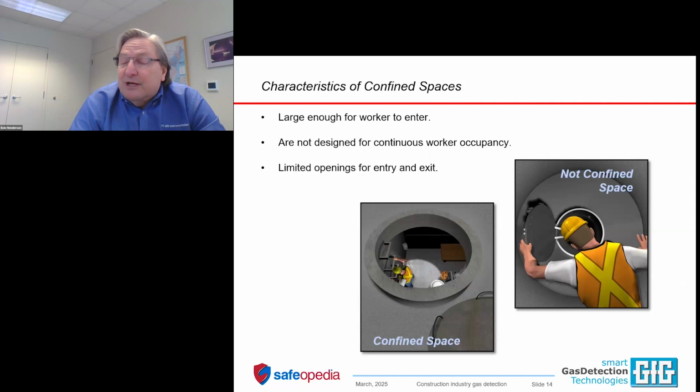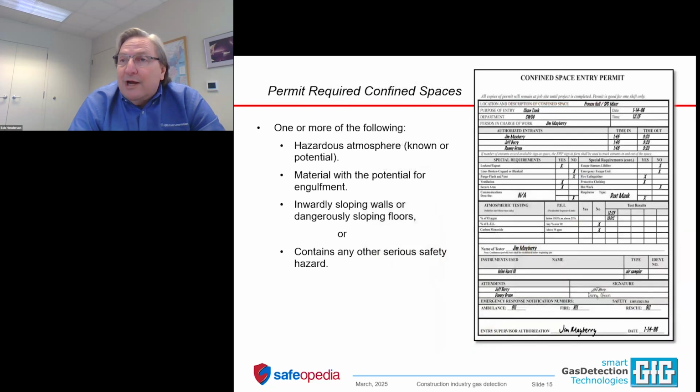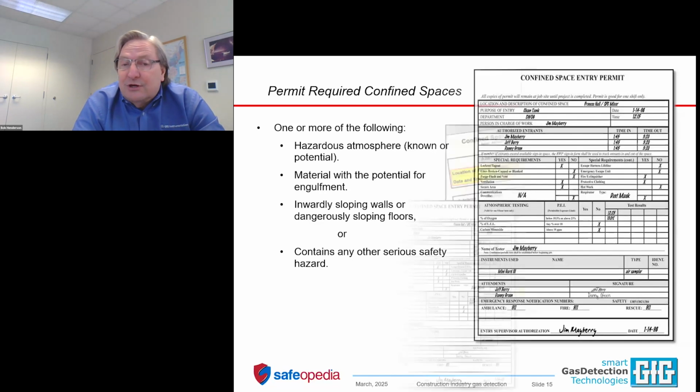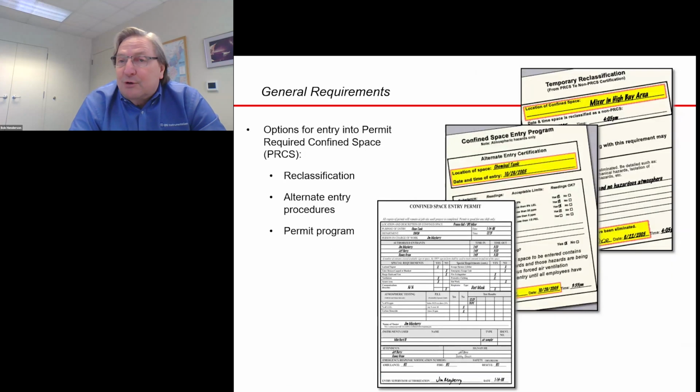Just because it's a confined space doesn't mean it's a permit required confined space. The permit required confined space is a confined space that has at least one additional hazardous condition. It could be a hazardous atmosphere, known or potential, or a material with the potential for engulfment. It could be the configuration and shape of the confined space. If it has dangerously sloping walls or floors where you can slip and become trapped, or if it contains any other serious safety hazard, that makes it a permit space.